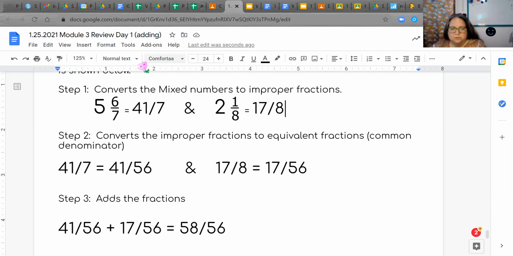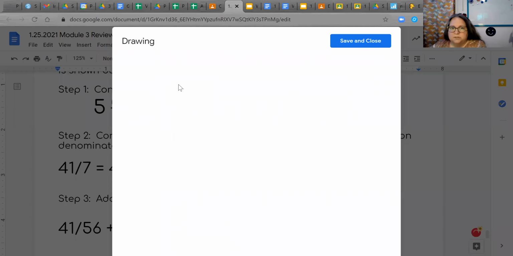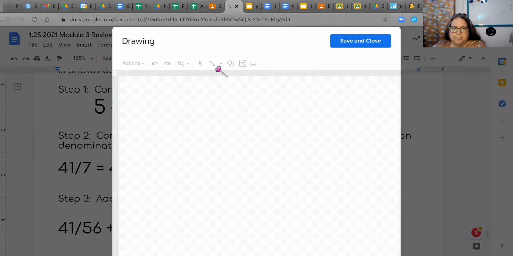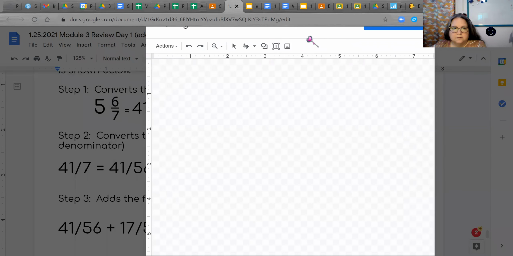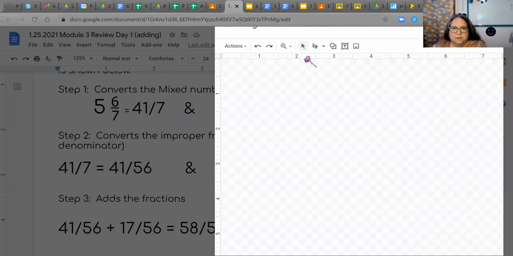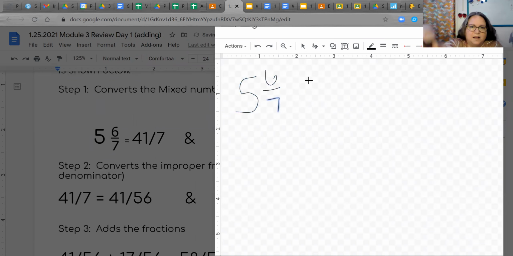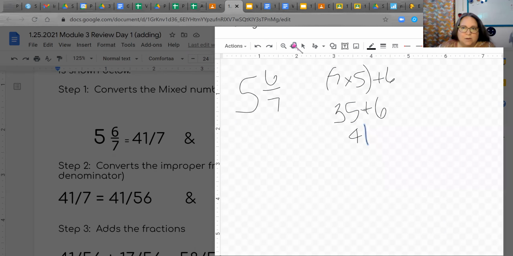And that's what I'm going to do to make sure he did his work right, because I don't want to sit here and guess. So I'm going to do a scribble. So right here we have 5 6/7. I got to make sure he did it right. So I know I take the denominator, multiply it by the whole number, and add the numerator. So I get 35 plus 6, which is 41, and it's over 7. So he did that one right.